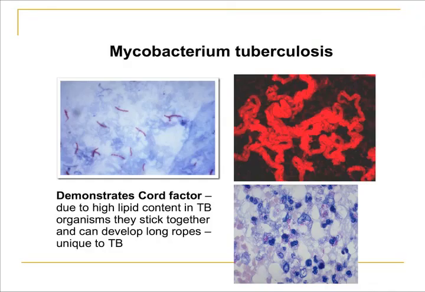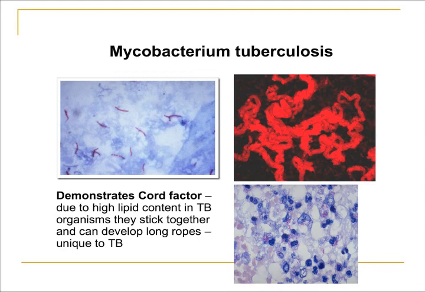On the next slide, you will see a very interesting thing that goes on with Mycobacterium tuberculosis, and that's the demonstration of cord factor. Due to the high lipid that's contained in this organism, the organisms stick together. And when you grow this organism in a broth culture, it can form long ropes of organisms totally stuck together, as shown in the upper right-hand photograph. This is very distinctive behavior for Mycobacterium tuberculosis, and none of the other Mycobacteria species will look like this.